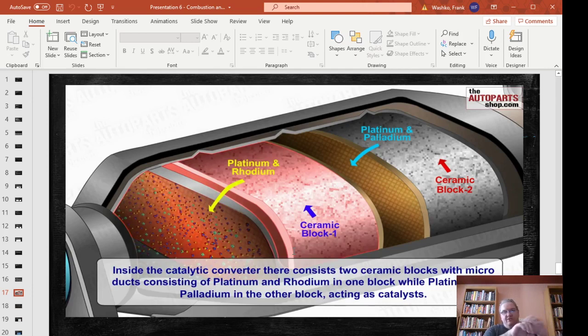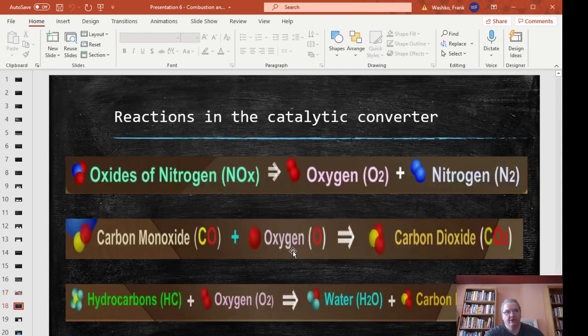So what you have is this. It goes through this honeycomb of different passages because you want the air to break up as much as possible and go across as much surface area as possible. And on the surface, you have things like platinum, rhodium, palladium, these noble metals that cause the exhaust products to devolve into other compounds. And this is the reactions.